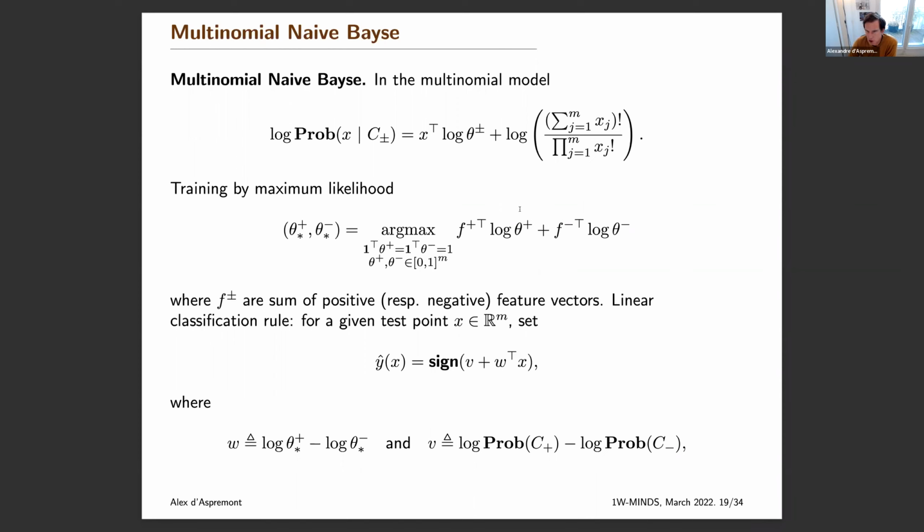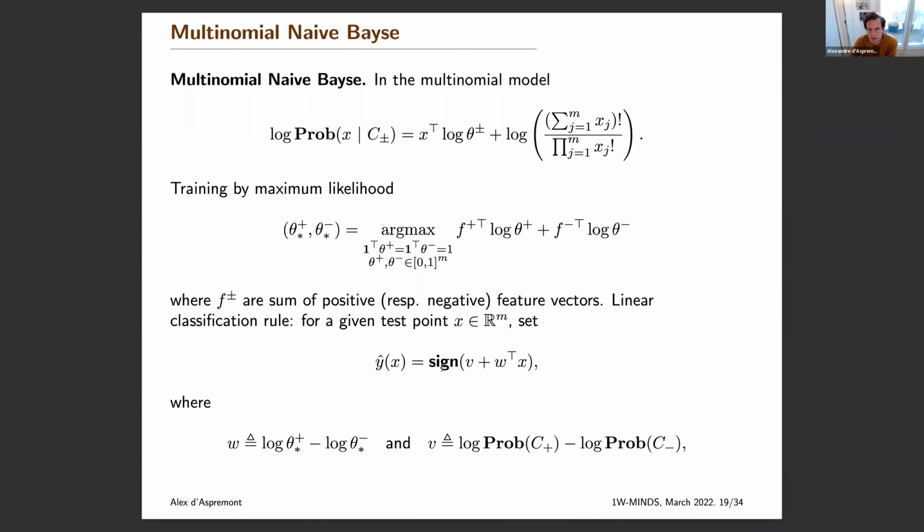And the interesting feature of this optimization problem is that it's actually separable in the variables theta plus and theta minus. So here f plus and f minus are simply the sum of the positive and respectively negative feature vectors. And calibrating your naive Bayes model means solving this optimization problem. This has a closed form solution, but I'll come back and add a little bit of a twist to it later on. So first thing to notice is that maximum likelihood is a separable problem in this case, and that keyword should ring familiar now.